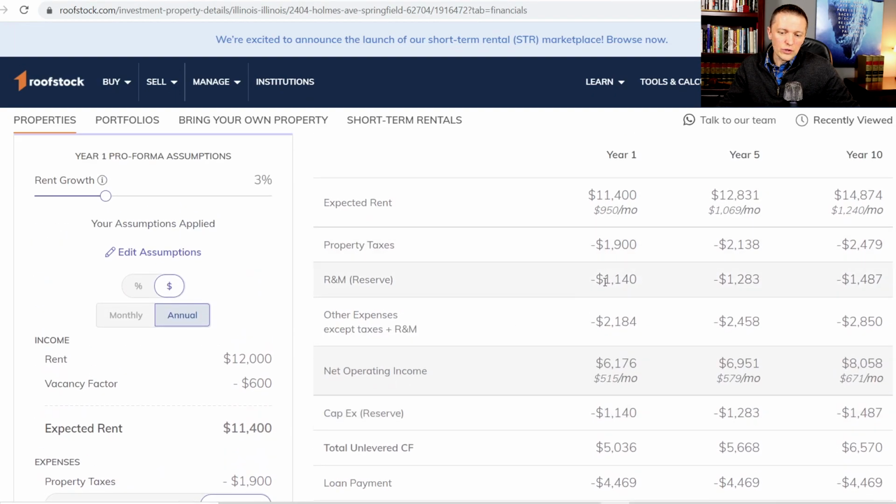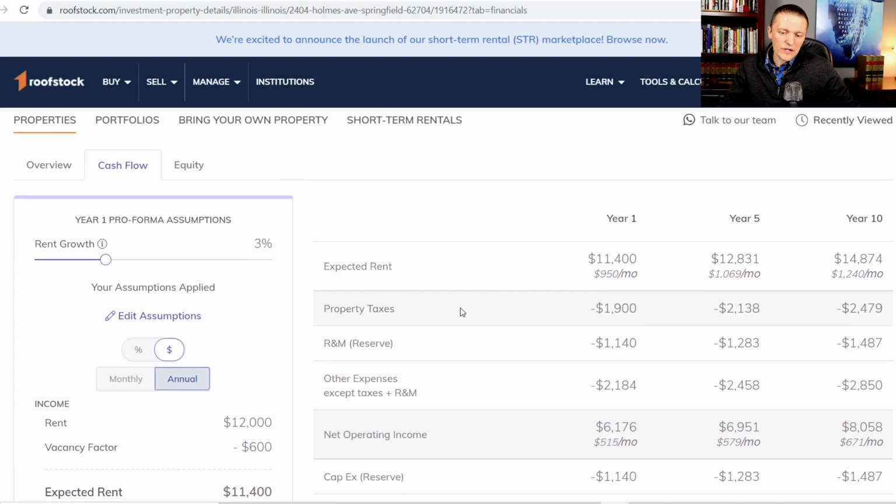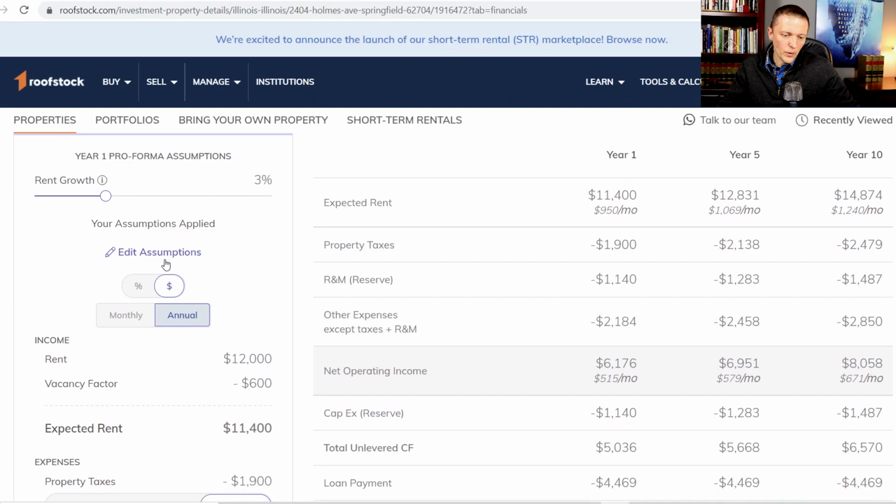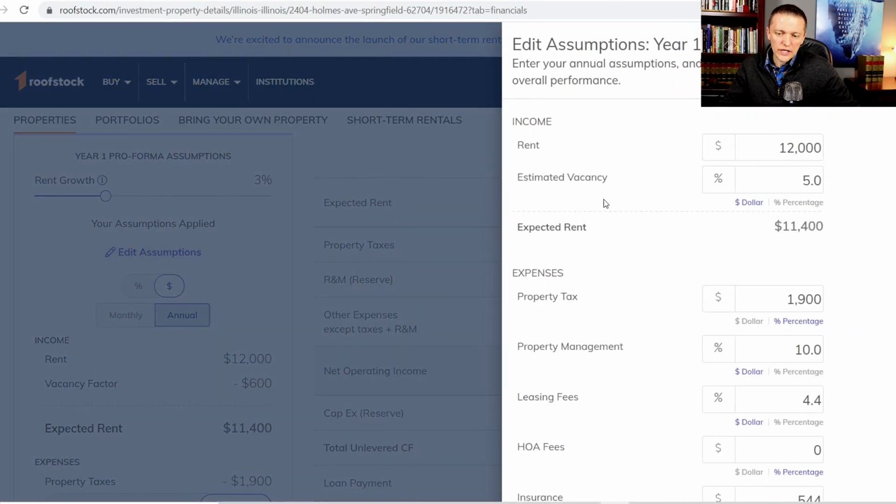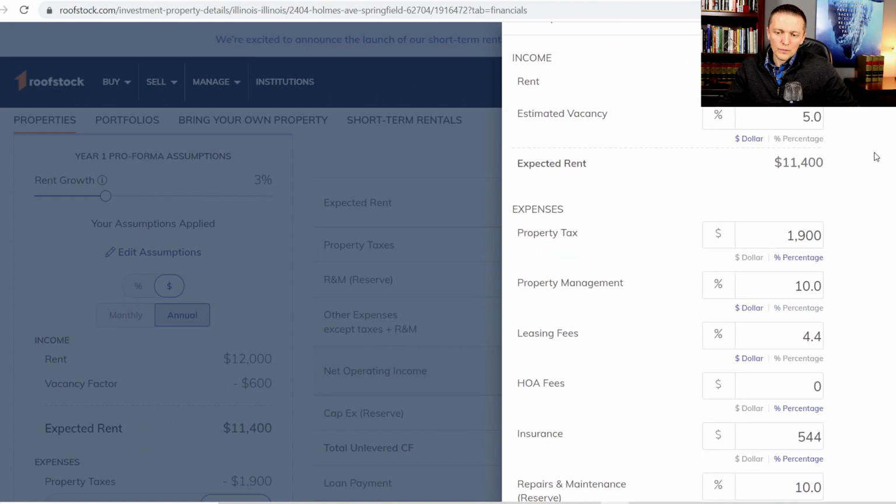So I want to look and see if these assumptions make sense based on my own estimations and my experience investing in rental properties. So you can click on Edit Assumptions, and that opens up this new window here, and we can make some changes. So let's start at the top.